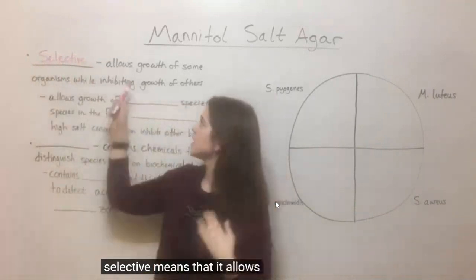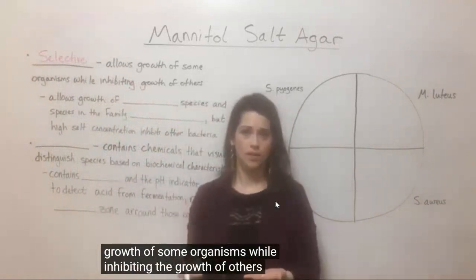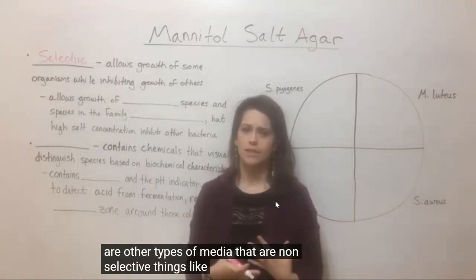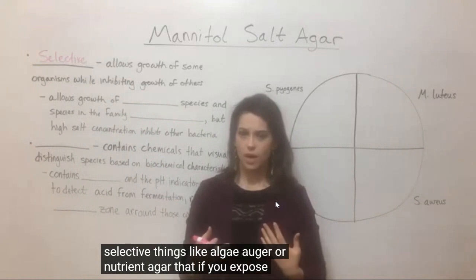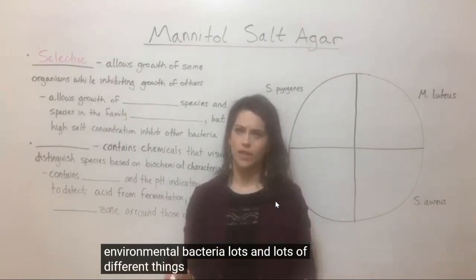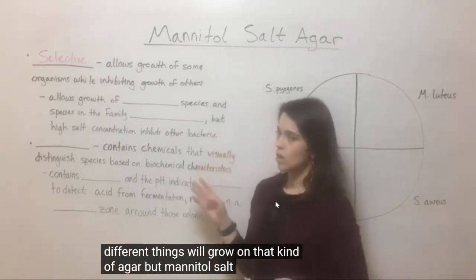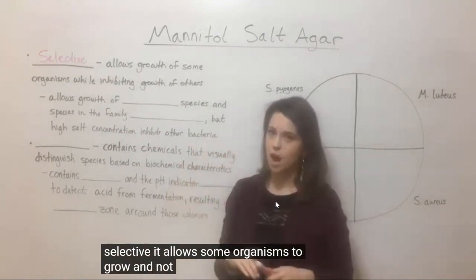Selective means that it allows the growth of some organisms while inhibiting the growth of others. So there are other types of media that are non-selective, things like algae agar and nutrient agar, that if you expose them to environmental bacteria, lots and lots of different things will grow on that kind of agar. But mannitol salt agar is selective.